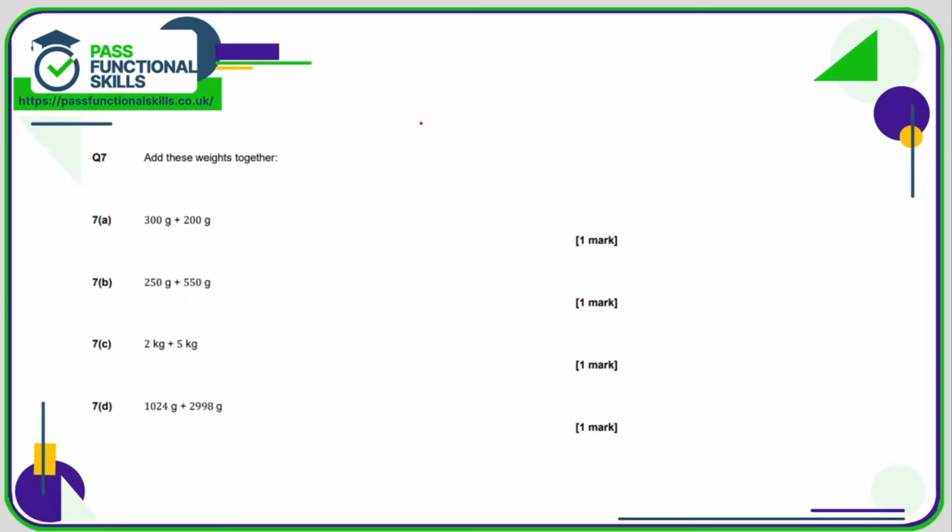So for question 7 we are able to use a calculator if we need to. A, fairly easy, you can do that in your head. 300 plus 200 is 500 grams. 250 plus 550 is 800 grams. 2 plus 5, again, you probably don't need a calculator for that, 7 kilos. And finally, 1024 plus 2998, fair enough if you use a calculator for that one, 4,022 grams.